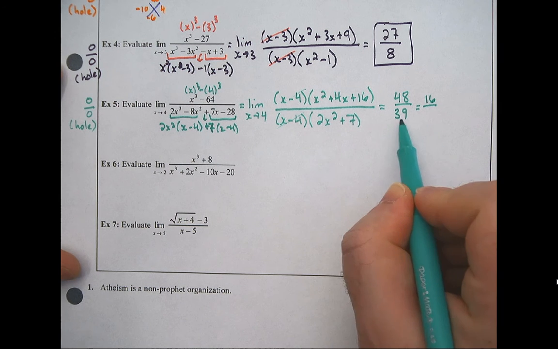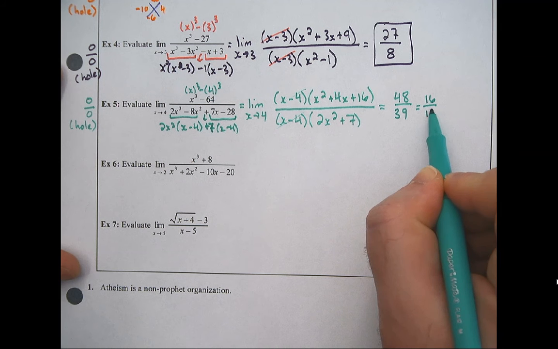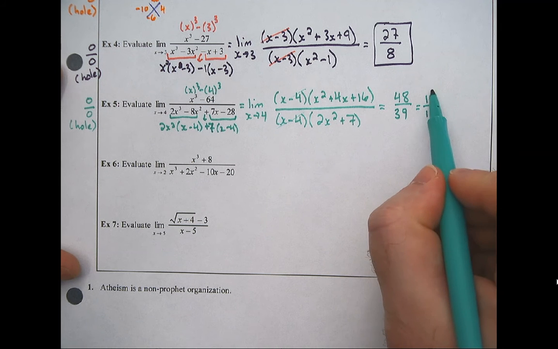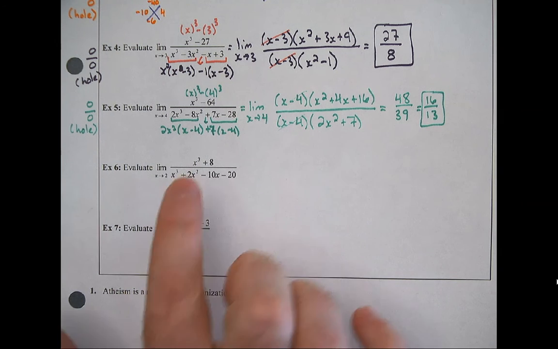16 times. 3 goes into there once. And so 13. 16 over 13. 13's prime, so the game is over. Game is over.